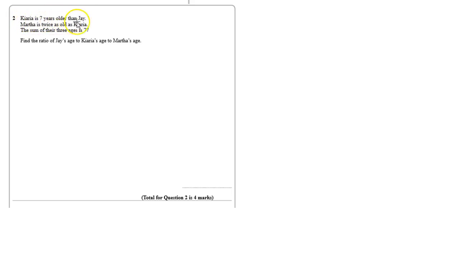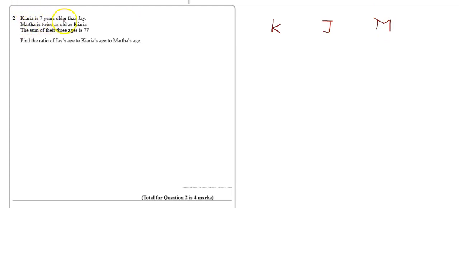Carria is 7 years older than J. Martha is twice as old as Carria. Now for such questions where there is a comparison, let's solve it in this way. Let's say there's Carria, then J, and then Martha.